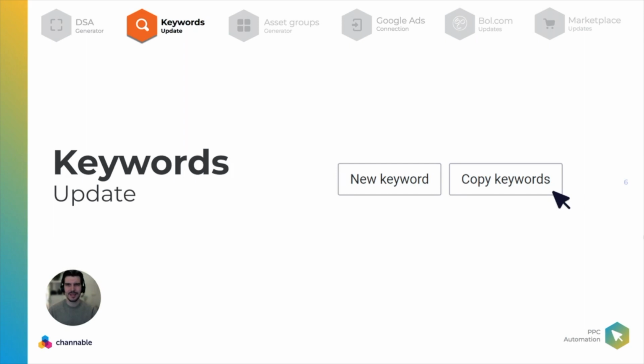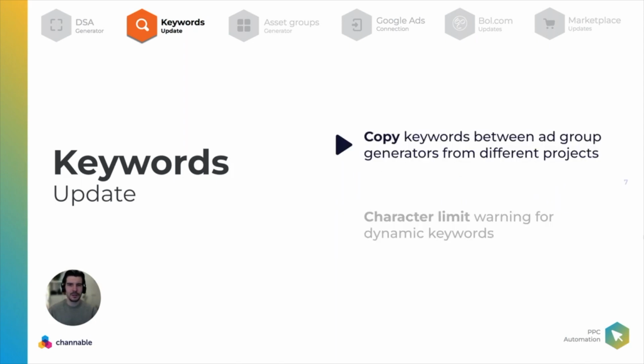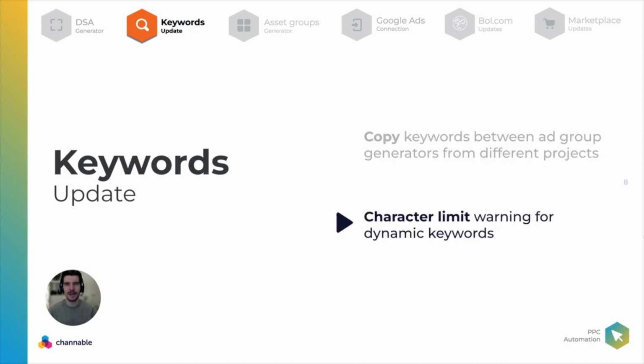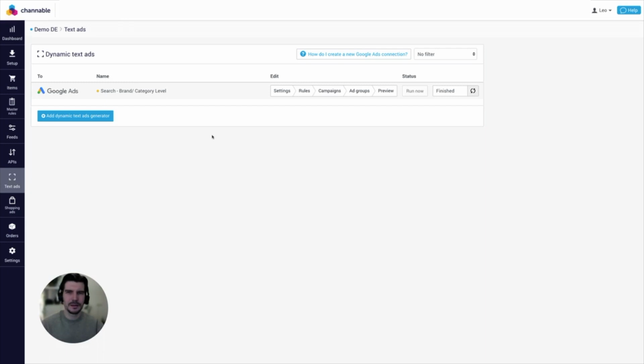Staying with our PPC tool, we have introduced two smaller updates for our keyword functionality when you configure your search campaigns in our tool. First, you're able to copy keywords between ad group generators from different projects. And secondly, we have introduced a character limit warning for dynamic keywords. Let's have a quick look at how this looks in our tool.